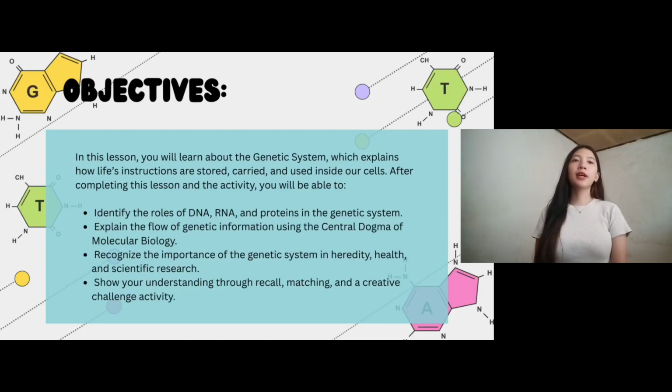Before we start, our objectives are: in this lesson, you will learn about the genetic system, which explains how life's instructions are stored, carried, and used inside our cells. After completing this lesson and the activity, you will be able to identify the roles of DNA, RNA, and proteins in the genetic system, explain the flow of genetic information using the central dogma of molecular biology, recognize the importance of the genetic system in heredity, health, and scientific research, and show your understanding through recall, matching, and a creative challenge activity.